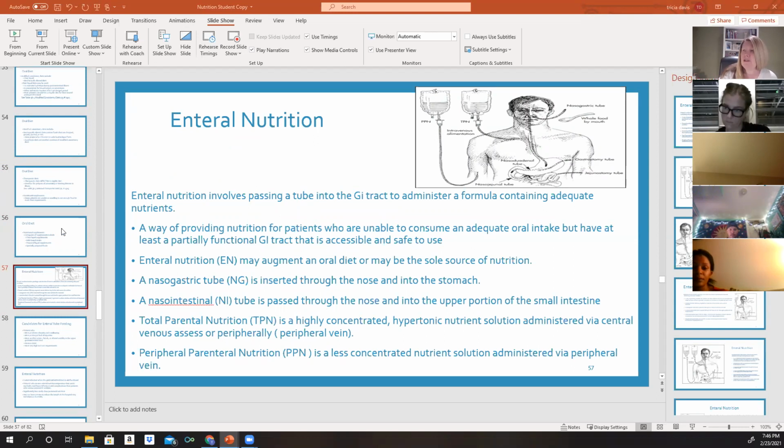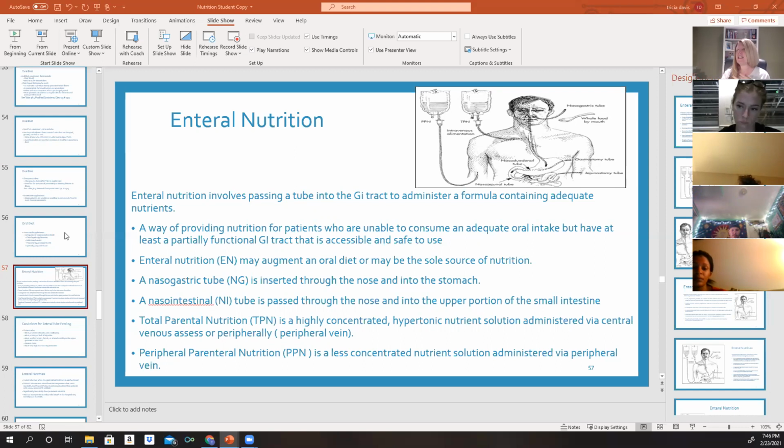So what is enteral nutrition? This is what we're going to be doing this weekend in lab. Enteral nutrition involves passing a tube into the GI tract so that we can administer a formula that contains adequate nutrients. Not everybody that gets enteral nutrition gets the same formula. Some of it is made of a combination of things in pharmacy. Some of it comes pre-packaged. And like I said, if they have high blood sugar, there's a special one. It depends on what they're actually lacking.